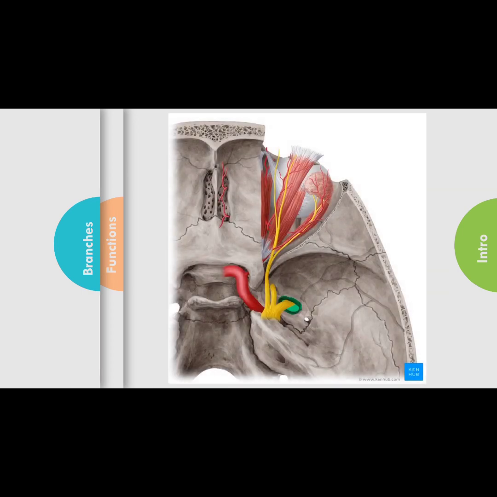And this is an axial view of the middle cranial fossa where we can see the mandibular nerve comes out through the foramen ovale.